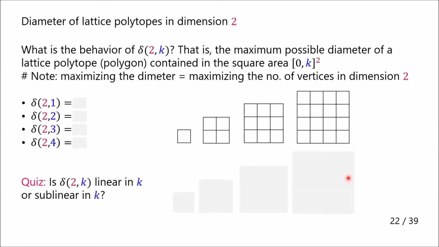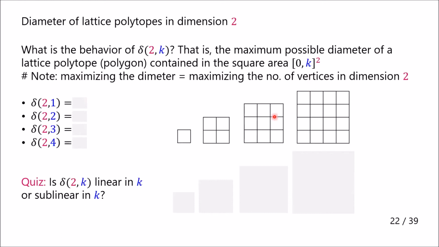Okay, let me start with a quiz in dimension 2. What is the behavior of delta 2,k? That is, the maximum possible diameter of a lattice polygon contained in the square of side length k. And here, please note that we now want to maximize the number of vertices, since the diameter is just half of the number of vertices in dimension 2, roughly speaking, about almost half.